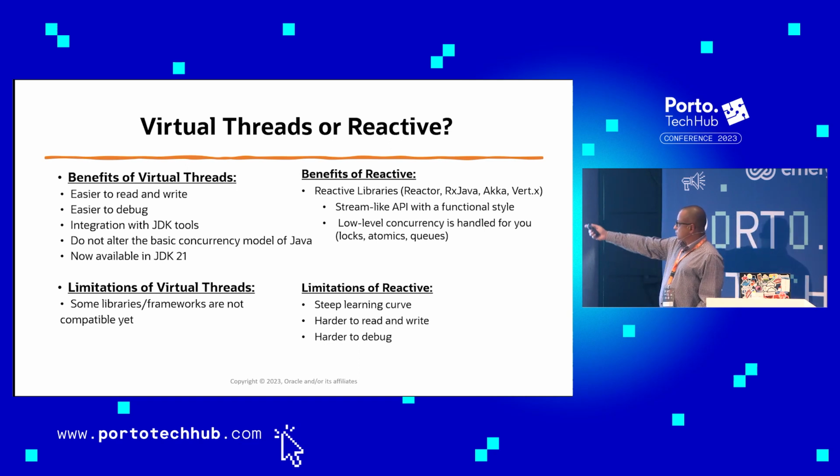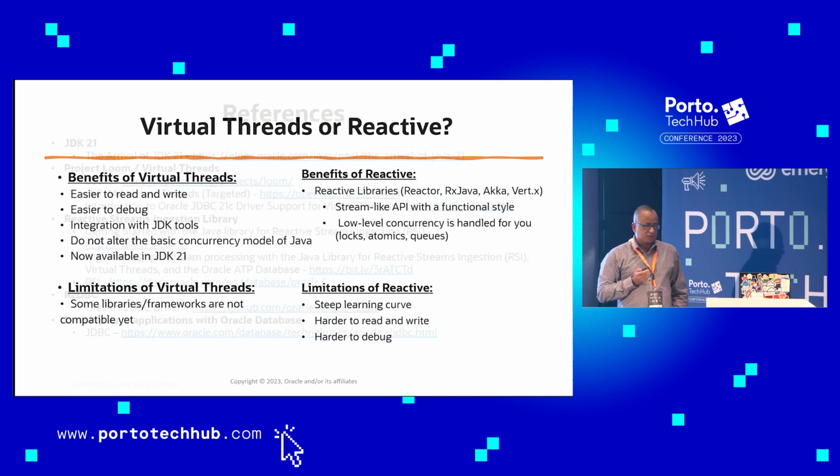And limitations and benefits of Reactive. You can, of course, avail of the benefits of the established libraries and use the Stream-like API with functional style, and low-level concurrency is handled for you. Okay, you can abstract and avoid that complexity, but if you have to debug it, that might be a problem. And that's one of the limitations that we have here: a deep learning curve, harder to read and write, and harder to debug.